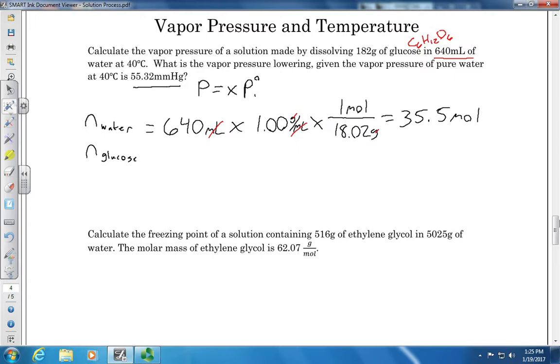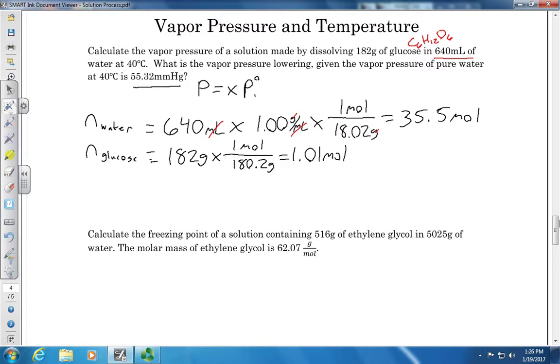Glucose is a little more direct. We have 182 grams times 1 mole over 180.2 grams, which is 6 carbons plus 12 hydrogens plus 6 oxygens. When you add up all their molar masses, it gives you 180.2 grams per mole, and we're simply dividing by that, so it's like multiplying by the reciprocal. And that gets us 1.01 moles.